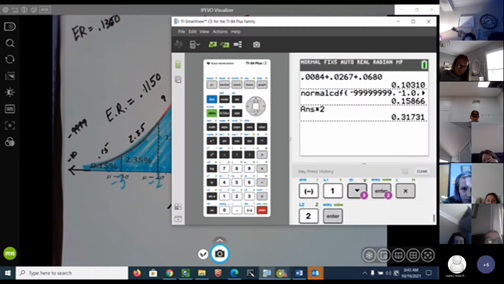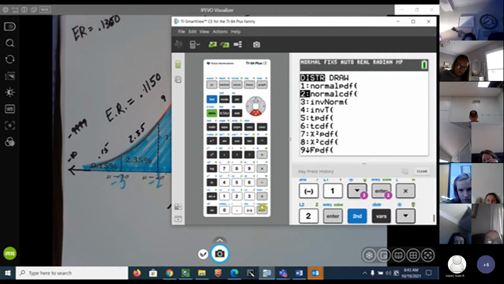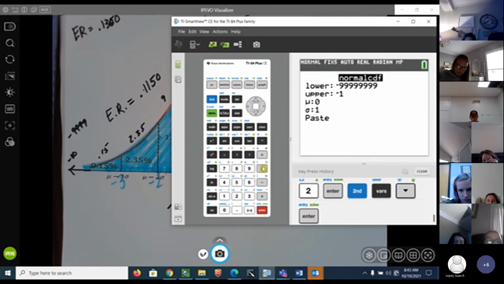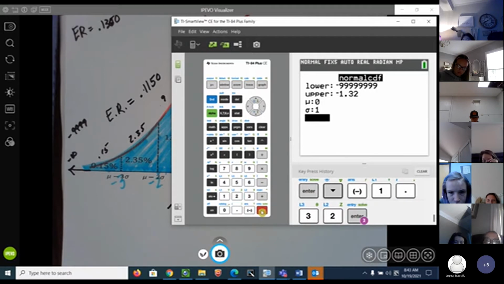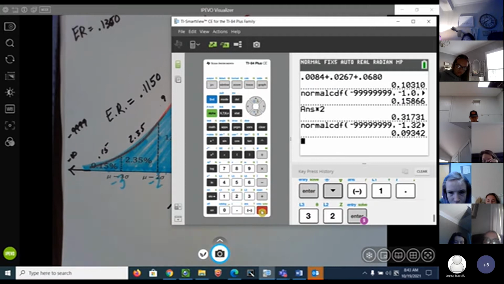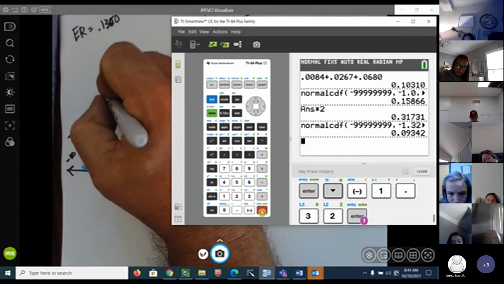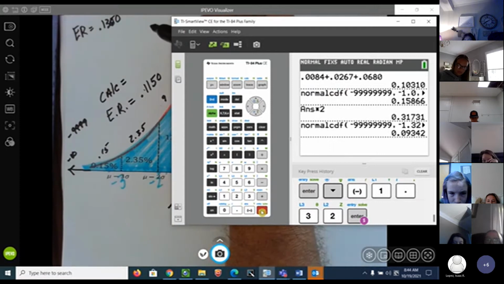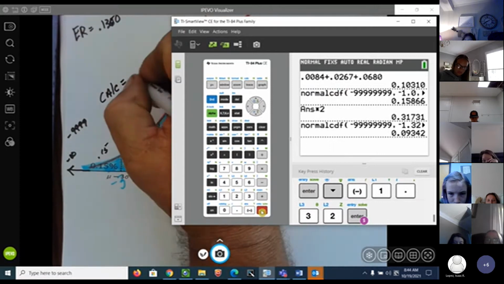So let's see what we get. Calculator, second vars, normal CDF, negative 9999 to negative 1.32. Empirical rule says 0.1150, and the calculator says 0.0934.